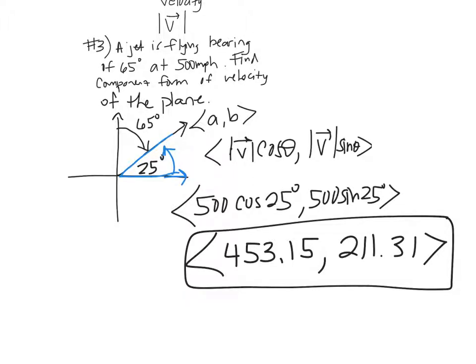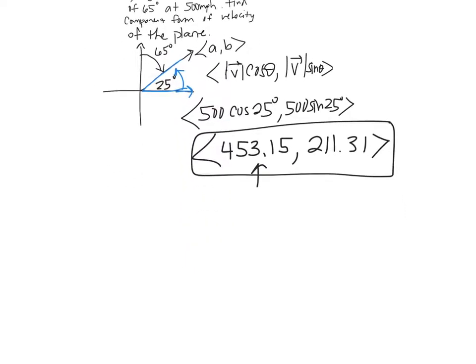It's traveling 453 eastward, and 211 northward is what they say. Northward. It says that right there. At a speed of 500 miles. So you found the vector that the plane's going at. All right, so that's the easy one. Let's do a hard one.